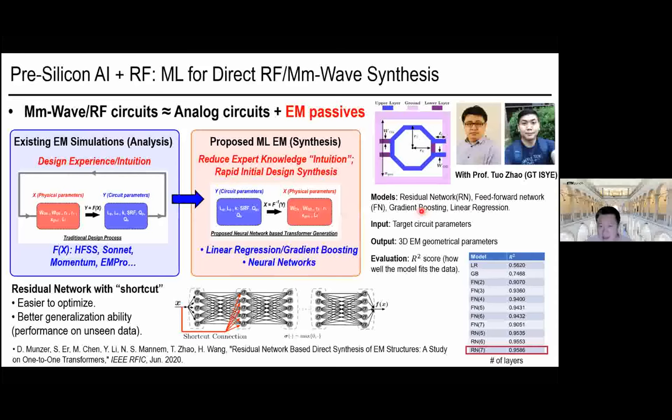At the same time, as another new direction of PA design, which I think can probably be generalized to millimeter-wave RF designs, we are exploring machine learning techniques to help us do quick and direct synthesis of different on-chip EM structures that can be coupled with active devices to achieve rapid prototyping of RF millimeter-wave circuits. Again, I don't have a lot of time to talk about details here, but the goal is ultimately to achieve faster prototyping and faster design iterations using machine learning techniques.